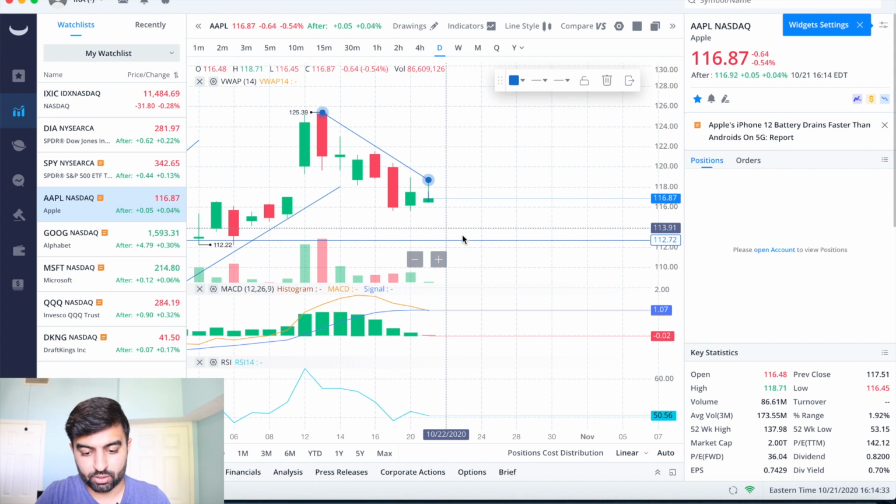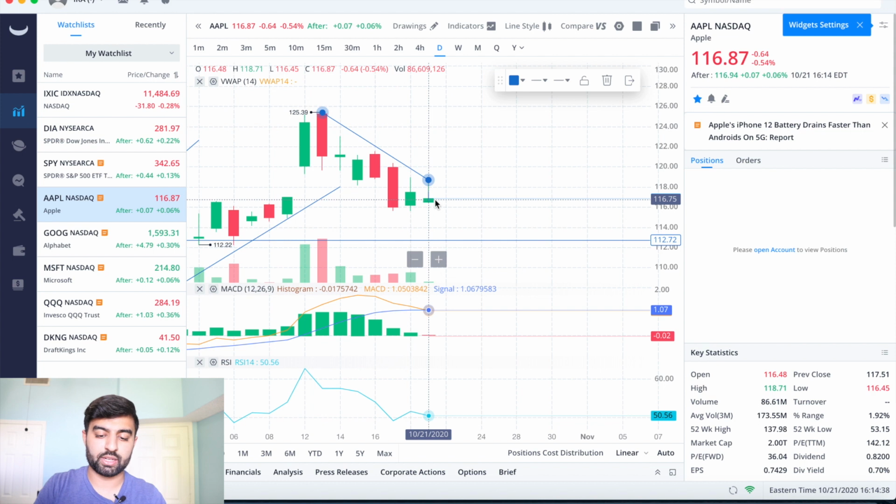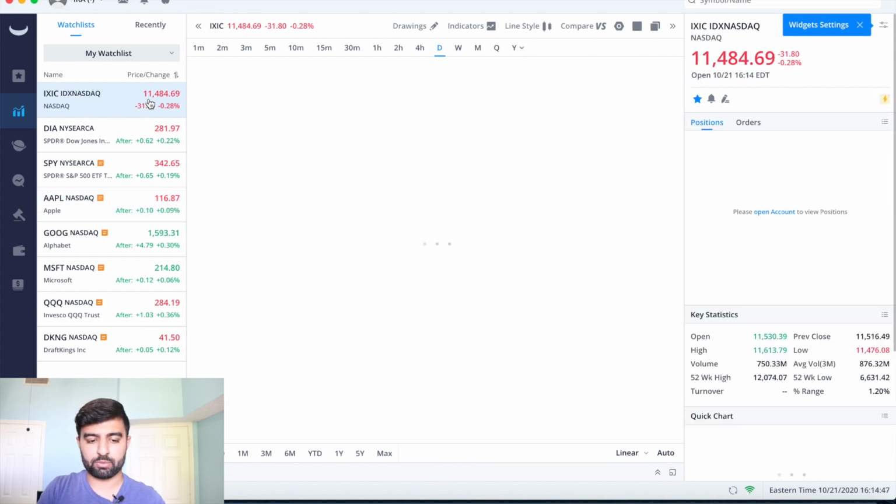Making it the 4th day in a row that we're doing that. The other thing that I want to talk about is these long wicks at the end of the candles, which means that every time we go up, we're seeing a lot of selling pressure and people taking profit. So Apple was down about 60 cents today, which is 0.5%.